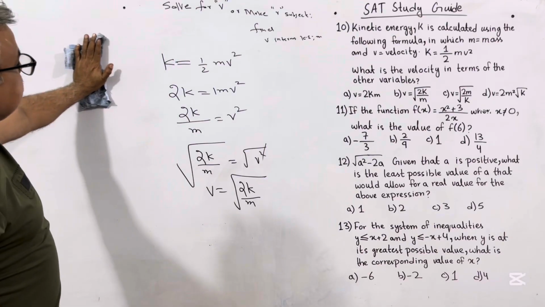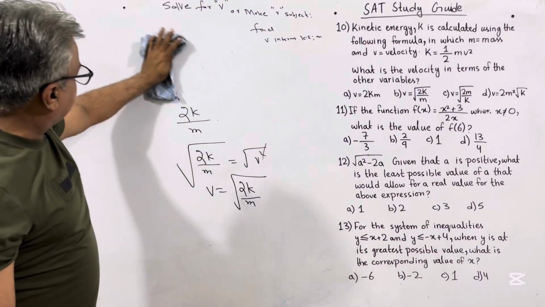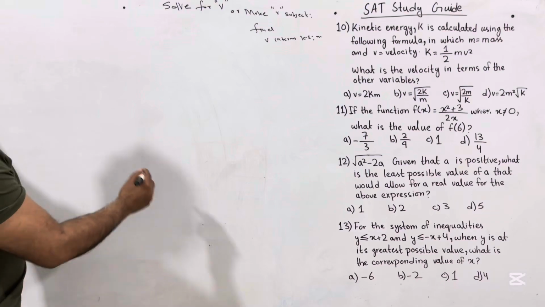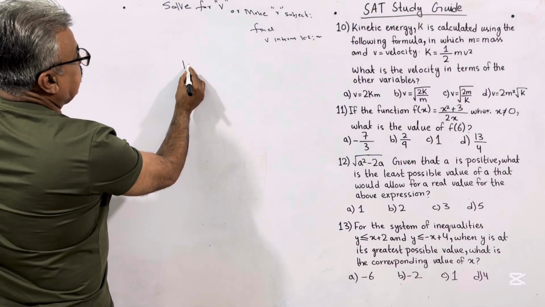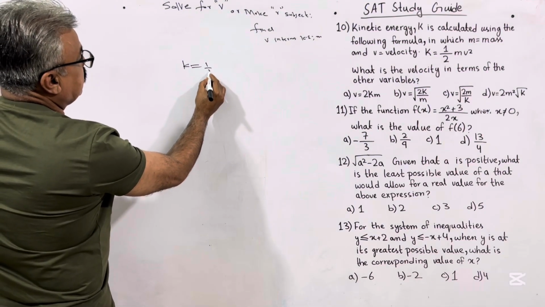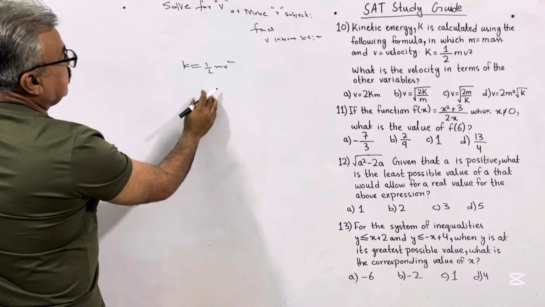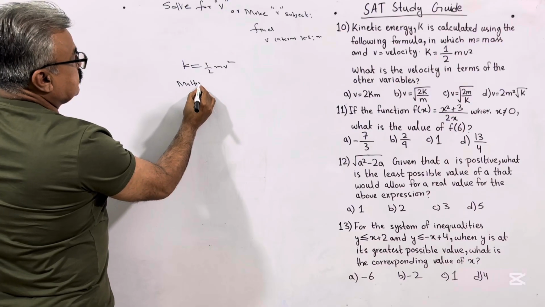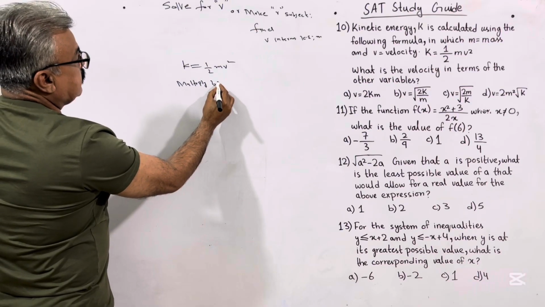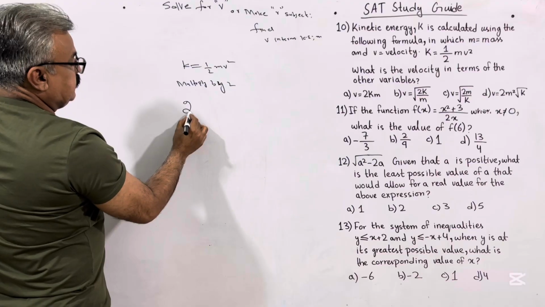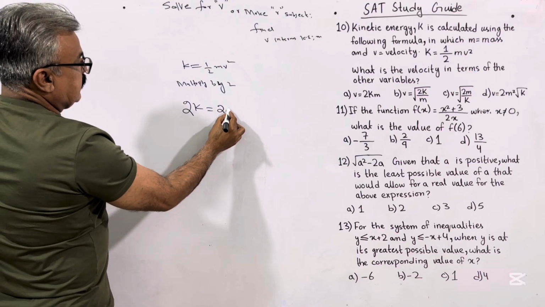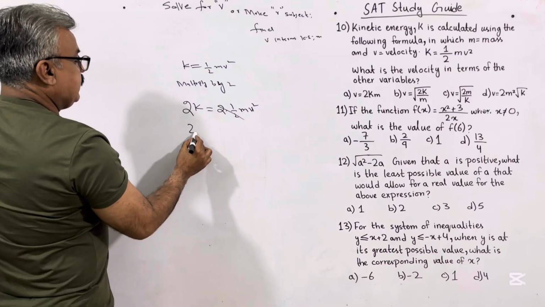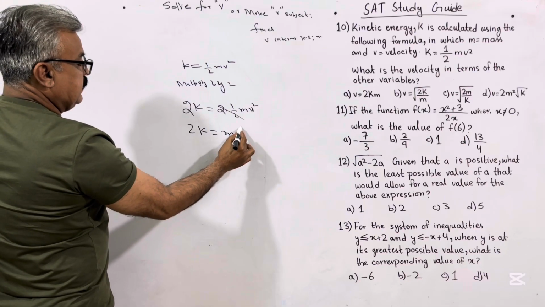Mostly in Europe and in America, especially, it is a different style from the subcontinent. How do foreigners solve this one? Look at this, kinetic energy is equal to 1 upon 2 mv square. They say that to get rid of 2, multiply by 2. It will become 2 times k is equal to 2 times 1 over 2 mv square. Cancelled out. We have 2k is equal to mv square.